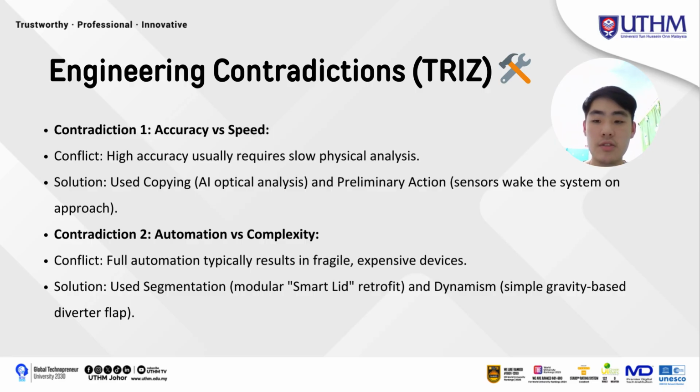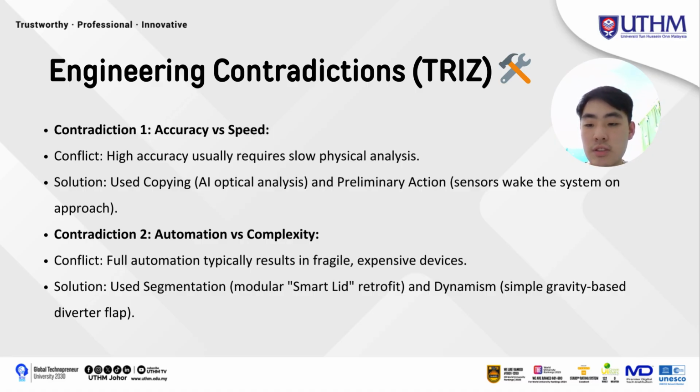The next one is the engineering contradiction trade-offs. Contradiction one is accuracy versus speed. The conflict is that high accuracy usually requires slow physical analysis. The solution is we use copying, which is an AI optical analysis. Instead of analyzing the physical object, the system uses digital images. The material is easily classified this way, and we also use preliminary action, which is a sensor that wakes the system on approach, and this makes sure the bin is always ready to use.